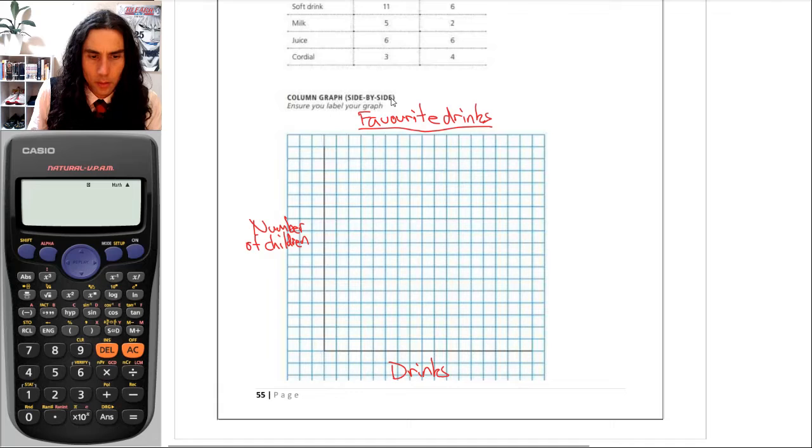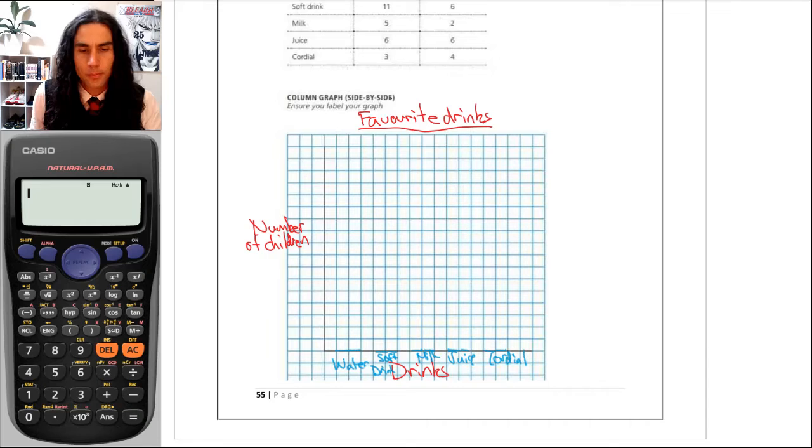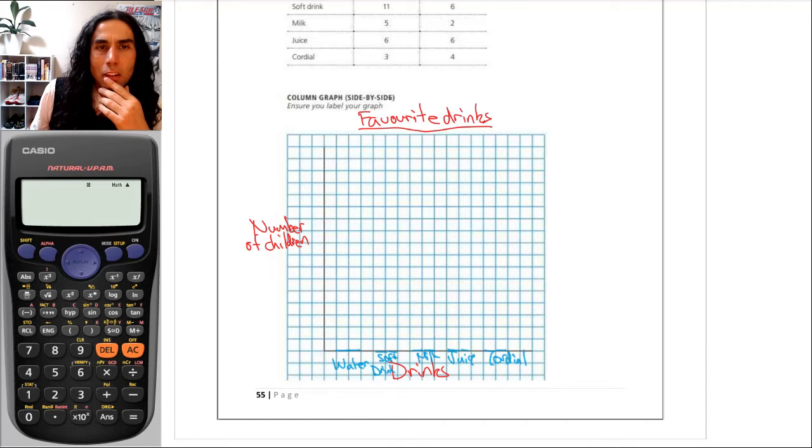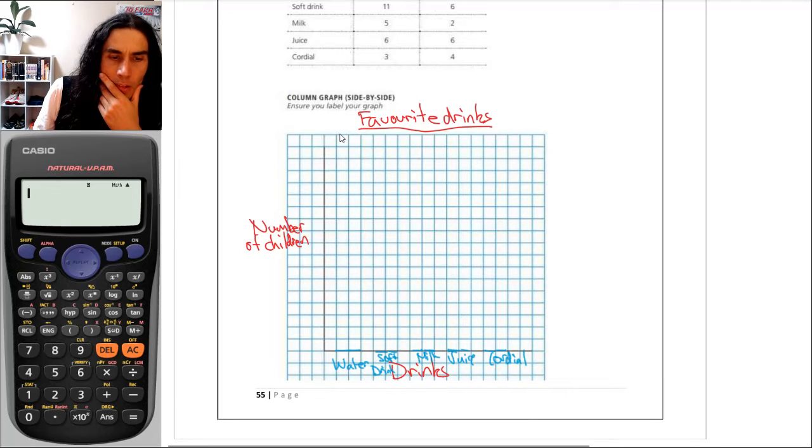So let's put boys and the girls, 2, 3, 4, 5. There we go. So water, soft drink. That's a soft drink. It's going to be very small. Milk, juice, cordial. Okay? So then, the numbers, the highest one's 11, so it needs to go up to 12. 1, 2, 4, 6, 8, 10, 12. That'll do. Now, you could do 1, 2, 3, 4, 5, 6, 7, 8, 9, 10, but then it gets a bit messy. And messy is bad.